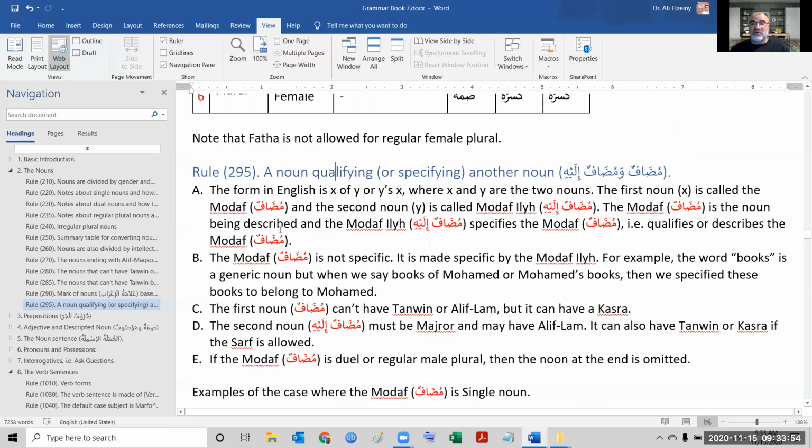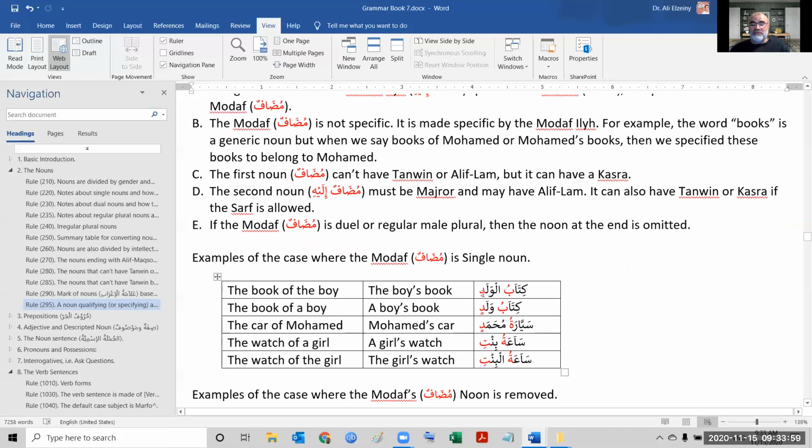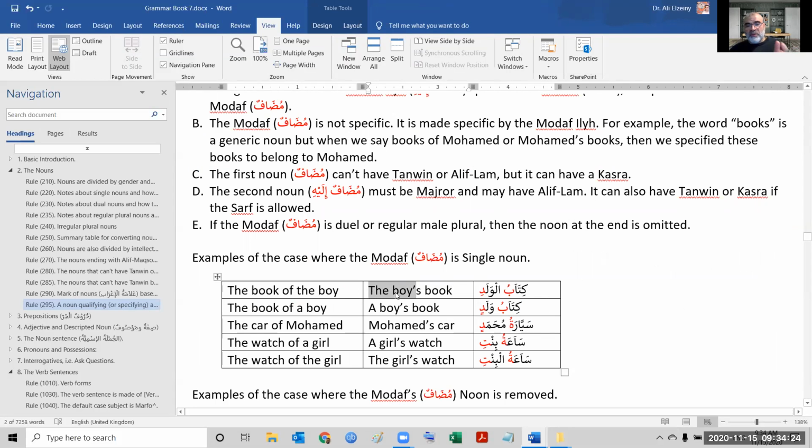The noun being described is the Modaf. And the second one, Modaf Ilyh, specifies the Modaf. So this word by itself is a book. But book is a generic thing. There are tons of books. We want to specify the book, so we add the boy's. So now we say the book of the boy or the boy's book. So the first noun is qualified by the second noun.